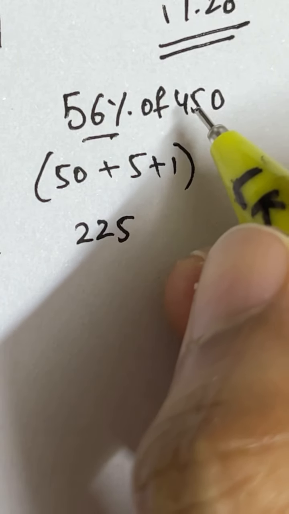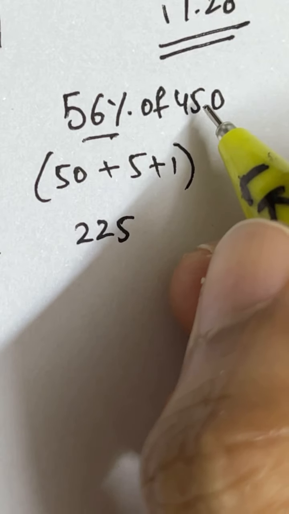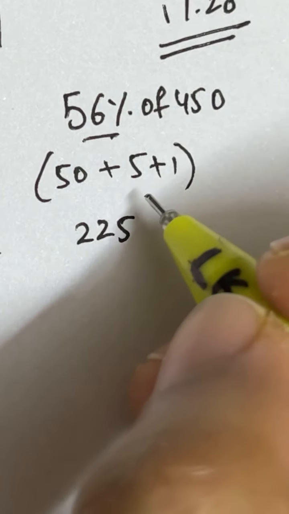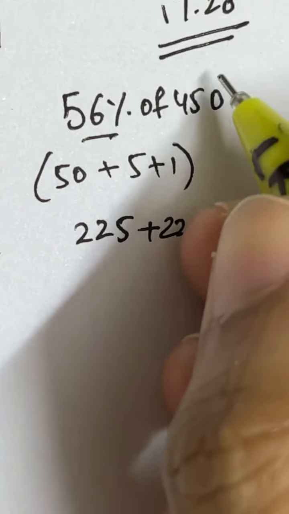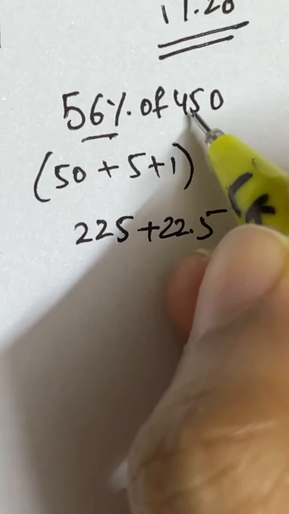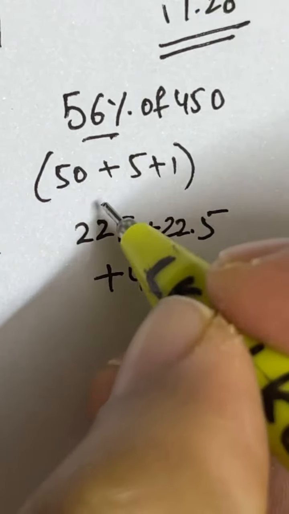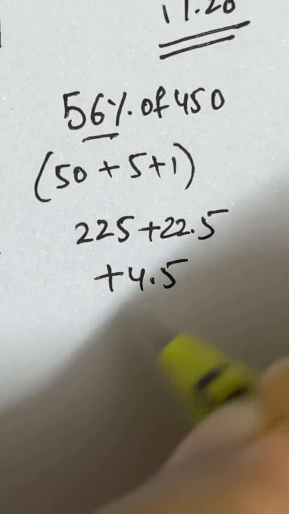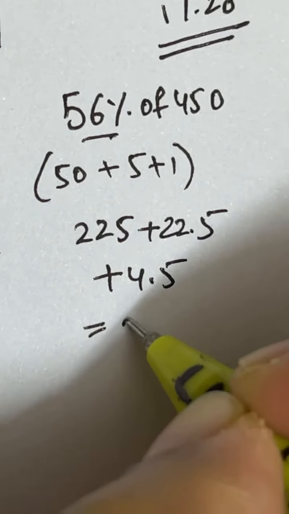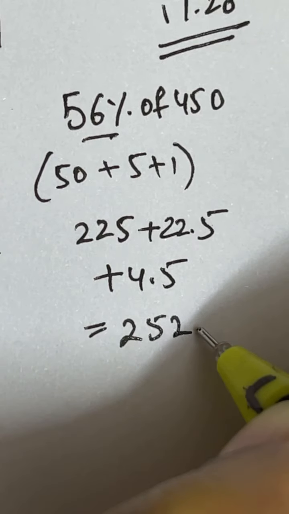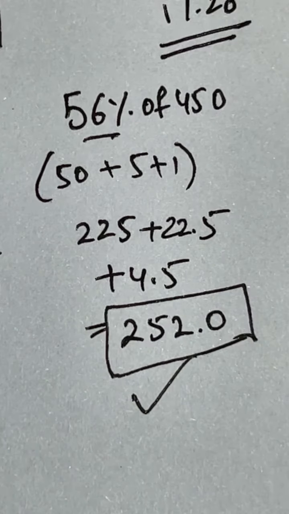For that you need to find out 10%. 10% of 450 is 45. Half of 45 is 22.5. So just add 22.5. Plus 1% is move the decimal 2 slots towards left. So you're left with 4.5. So that's your 4.5. 50%, 5%, and 1%. Add them all together and you're going to get 252.0. That's it. That's your answer.